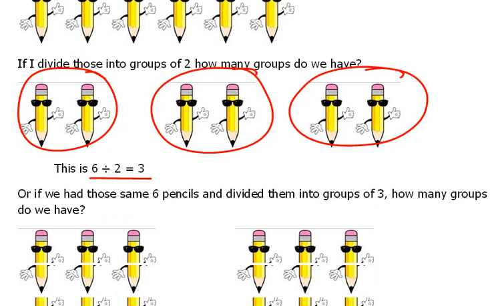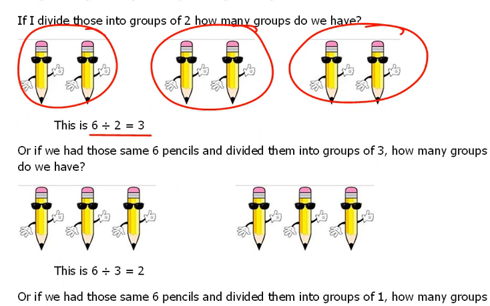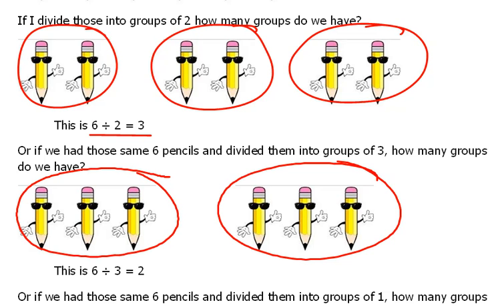All right, let's look at another thing. What if we had those same 6 pencils, and this time we wanted to divide them into groups of 3? So here I have 3 pencils and 3 pencils, so that's all 6 of my pencils. How many groups do we have? We ended up with 2 groups. That's because 6 divided by 3 is equal to 2. Okay, now let's keep going with that same idea.